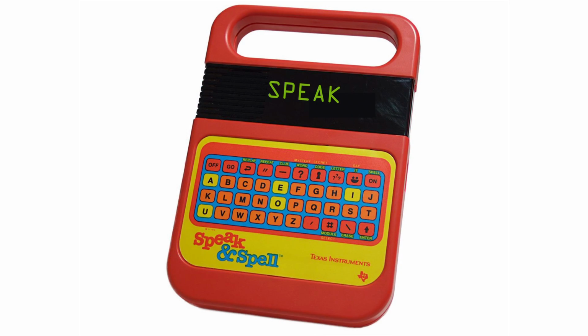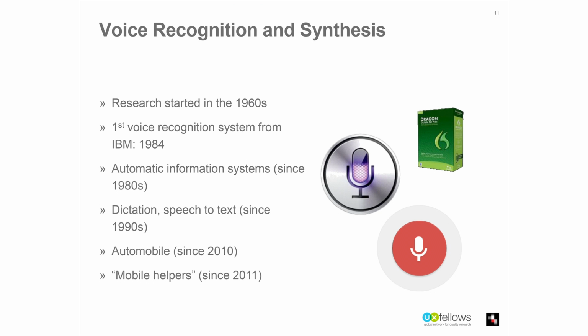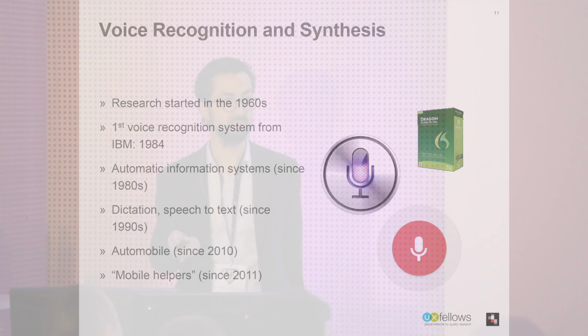Let's come to the aspect of voice input and output. Companies started experimenting with voice recognition in the 60s. However, the calculation power was really low at that time, so the results weren't really promising. The first usable systems came out in the 80s actually. Many of them were automatic response systems and telephones. And we have dictation, speech to text, which actually works since the 90s.